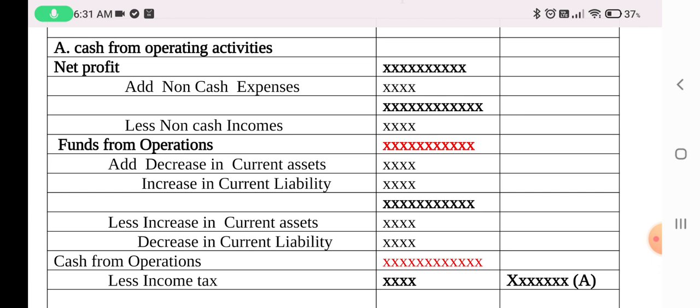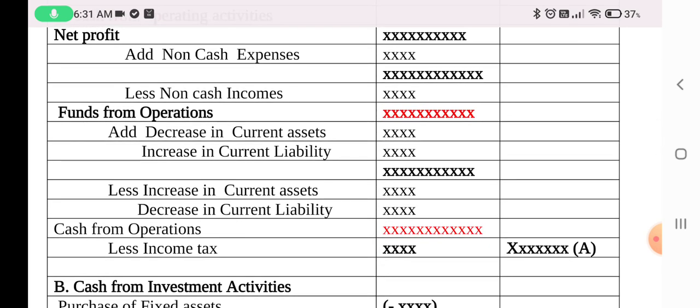In the same way, non-cash income. When you receive the cash, when you receive the profit, it is already entered in the cash book. So you need not keep the profit amount as a new cash item. That's why we have to remove or reduce the profit earned from the net profit. Then, when you adjust these two things, a certain amount will arrive. That amount is called fund from operation. Due to your business activity, a certain amount of fund is generated.